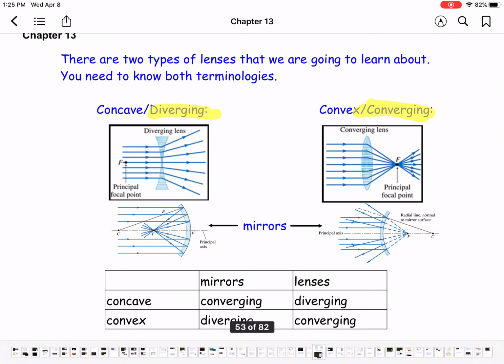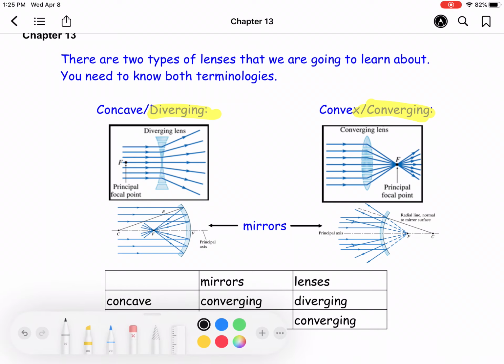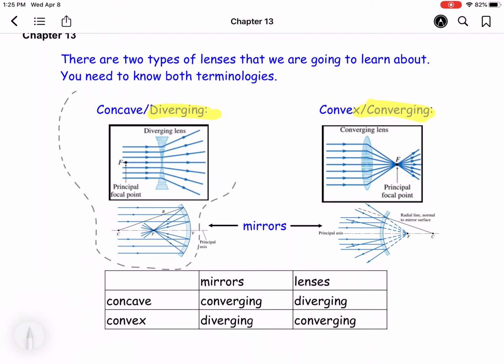So we have a concave lens, which is also known as a diverging lens. Just keep that in mind. The reason it's called a diverging lens is because it makes the rays diverge, as in go away from each other. So concave mirror converges, concave lens diverges, convex mirror diverges, and convex lens converges. And this is where we have a convex lens.